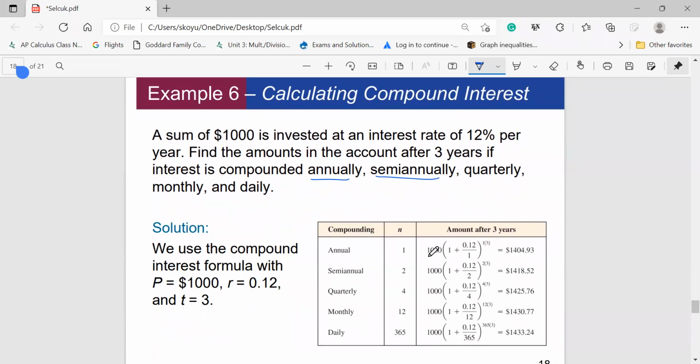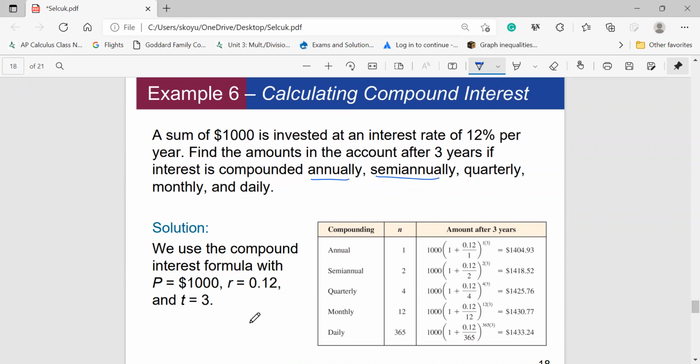Okay, so annual means n equals 1. So you're just doing it 1 time a year. And then semi-annual means you're doing twice. And quarterly means you're doing 4 times. Monthly, 12 times. Daily is 365 times. And the P is 1,000 here because initially you put in $1,000. And R is 12%. So that would be 12 over 100, which is 0.12. And then we're doing this for 3 years, so T equals 3.